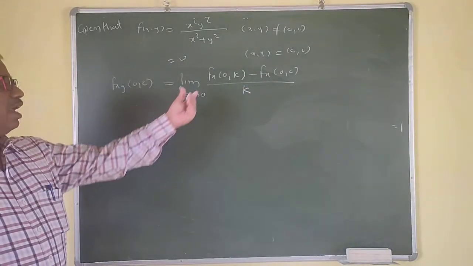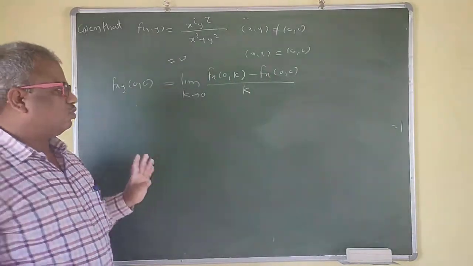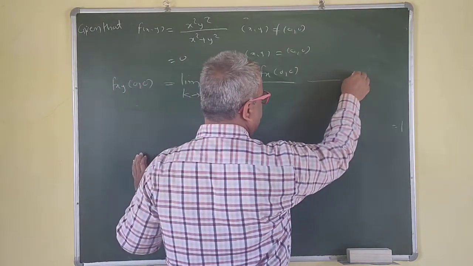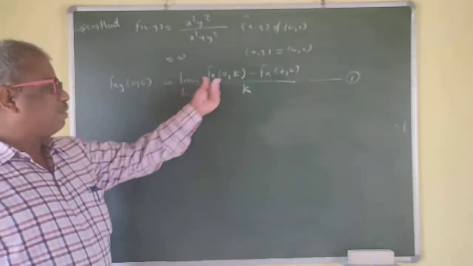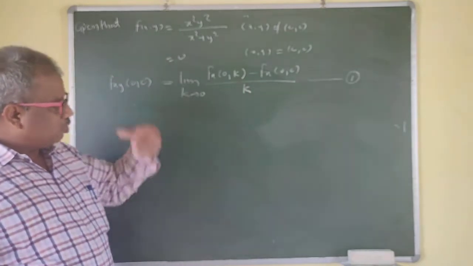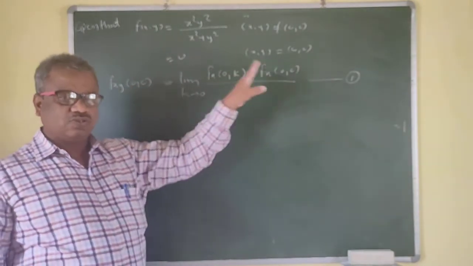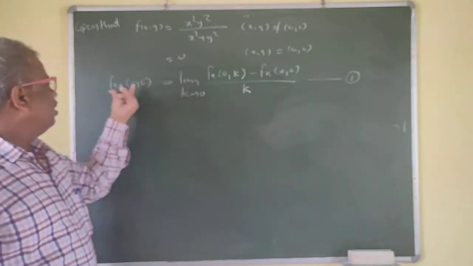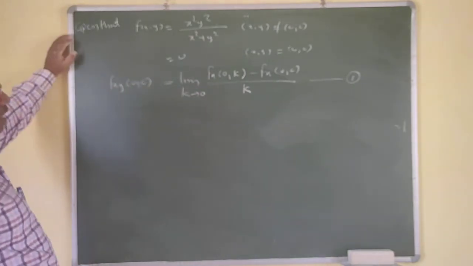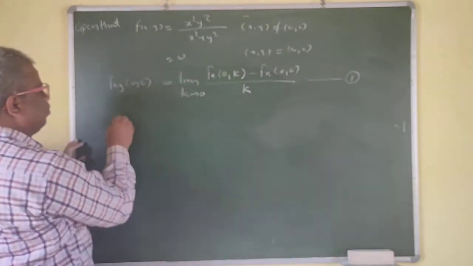First we need to find fx(0,k) and fx(0,0). We call this equation 1, right? We'll find the values of fx(0,k) and fx(0,0), put them in here, and then we get this mixed order partial derivative.